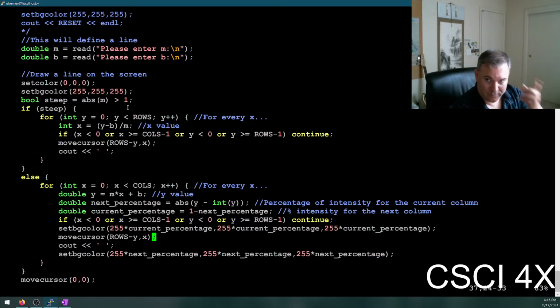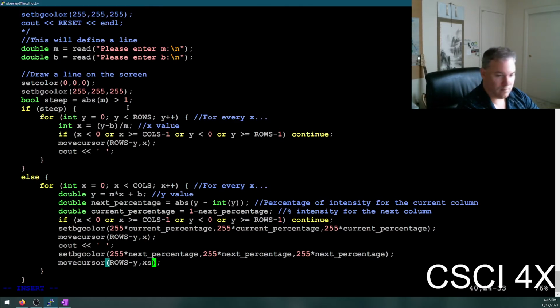And then we're going to move the cursor 1 column to the right. Are we going to go out of bounds? Probably not. So the y value, the row, is still the same, but okay.